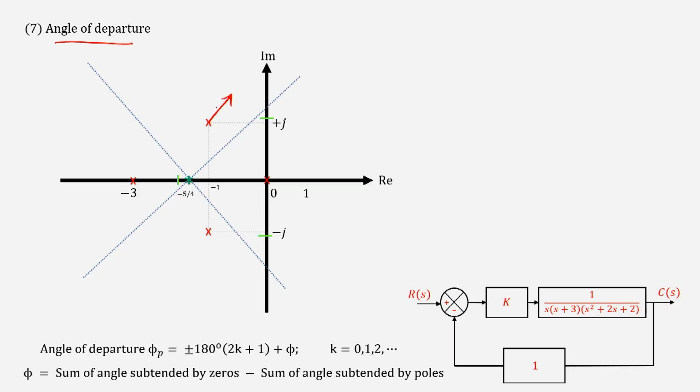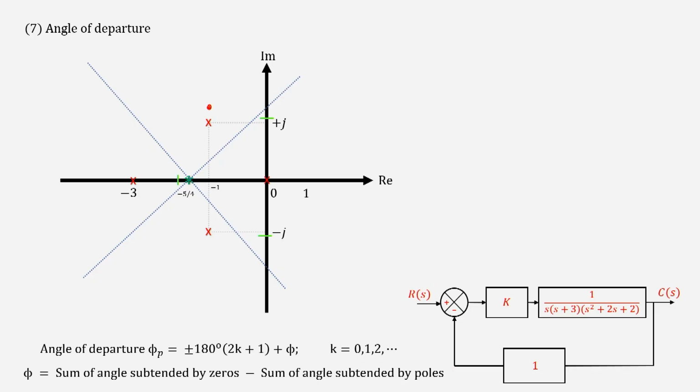Angle of departure means the angle at which this root locus branch will depart this pole. So, if this is how it is departing, this becomes the angle, which is theta d, say. I think I have used phi d or phi p. If suppose it was departing like this, then this is the angle. In the same way, if it departs like this, then this is the angle. The convention is always anti-clockwise. So, that is what angle of departure is.